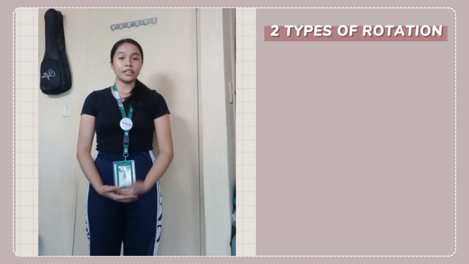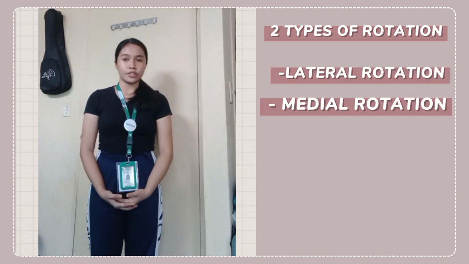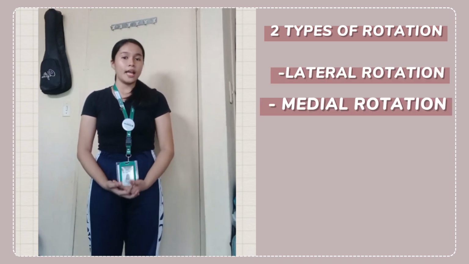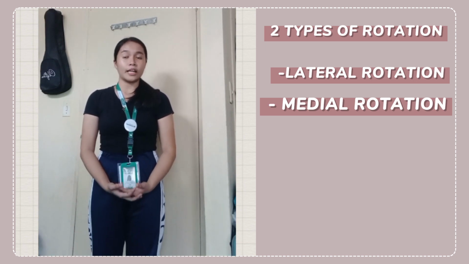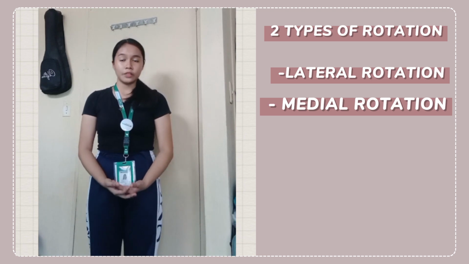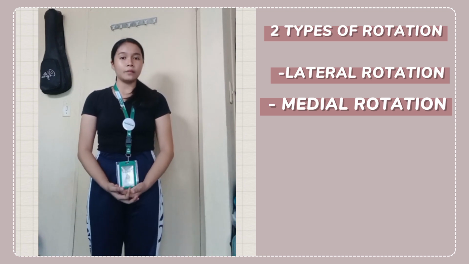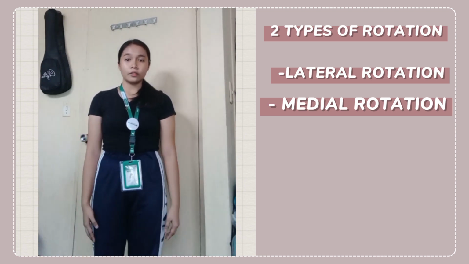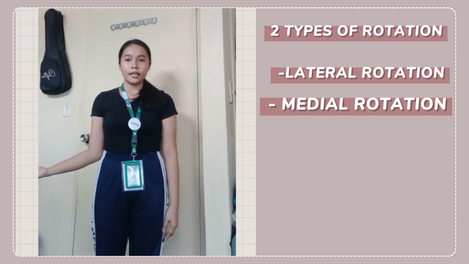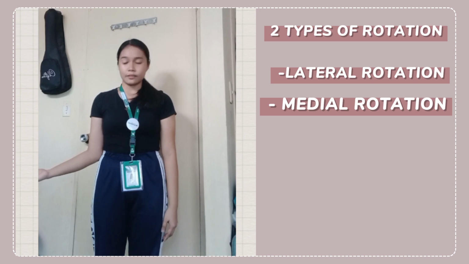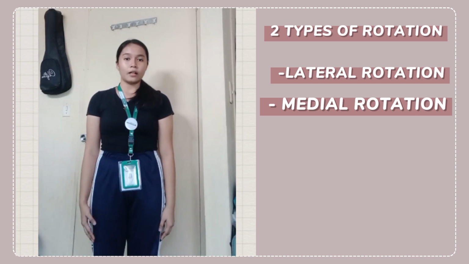So basically, there are two types of rotation. The lateral rotation and the medial rotation, which can be applied to the upper and lower limbs. So the lateral rotation is moving away from the anatomical position, while the medial rotation is moving towards the anatomical position. So the lateral rotation will be away from the anatomical position and then going back to the medial rotation, which is moving into the medial line or the anatomical position.